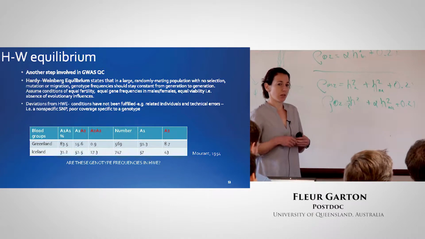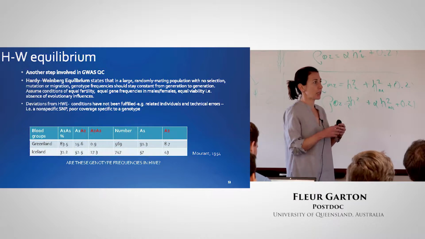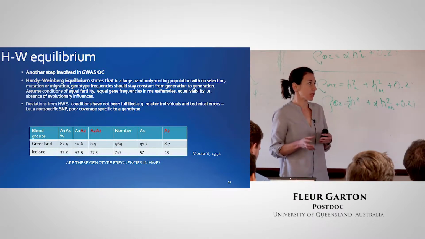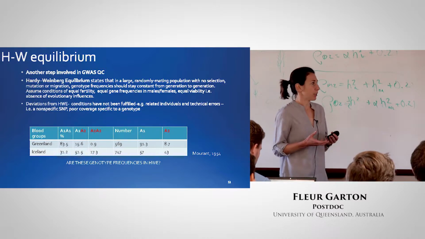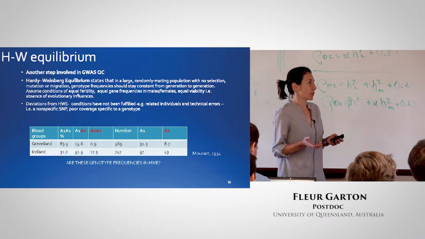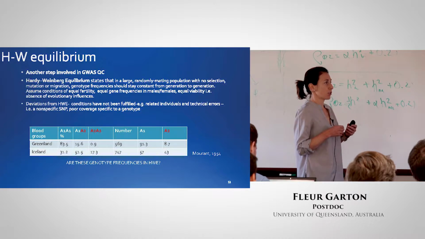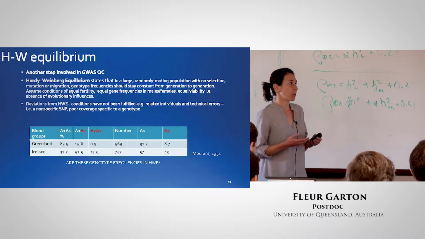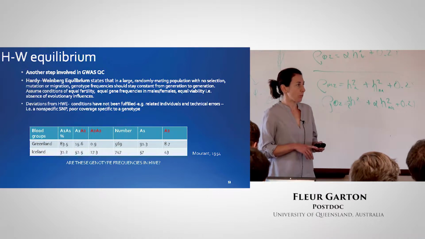So basically, with this, you're assuming conditions of equal fertility, equal gene frequencies in both males and females, and equal viability. So absence of any evolutionary influences. And so if you show a deviation from this expected Hardy-Weinberg equilibrium, it's suggesting that your conditions have not been fulfilled.